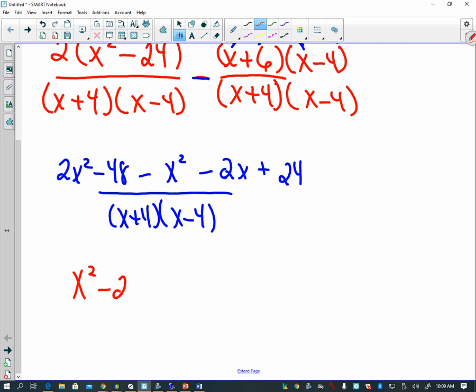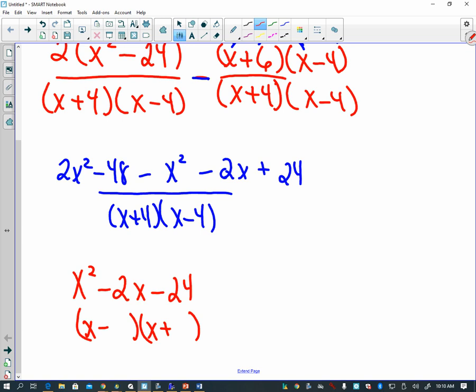Subtract 2x because it's all alone. And now I have negative 48 plus 24. Okay, negative 24. Now, before I put that over the numerator, I want to factor that down, right? No. It's got to be minus, plus, right?